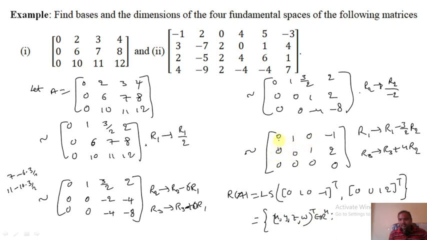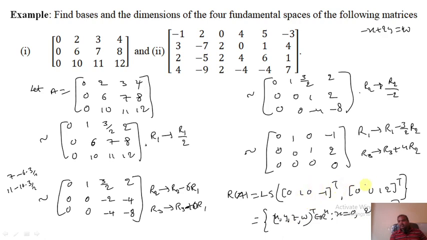This is the non-pivotal. All are 0, which means x is 0. That means we get -x + 2y = w. That means x is 0, so 2y equals w. If you use this relation, x equal to 0 and w equal to 2y, and we are getting z and w.